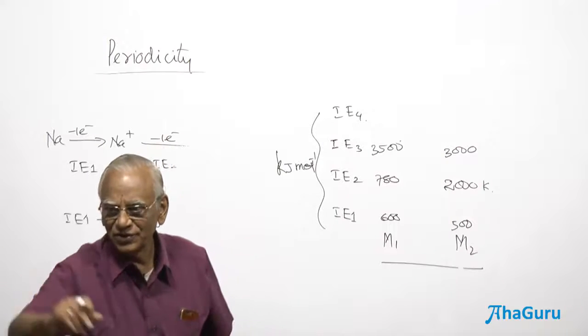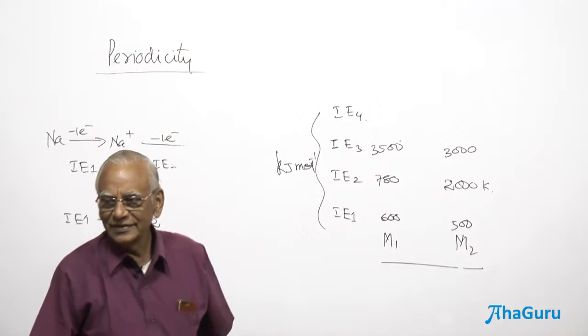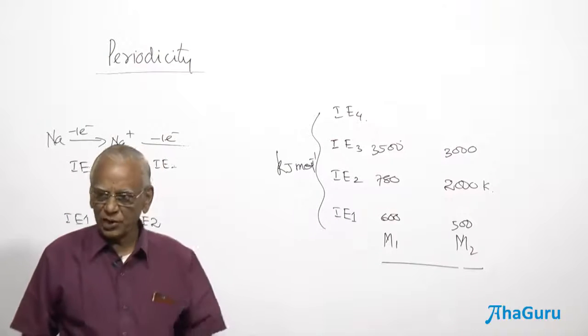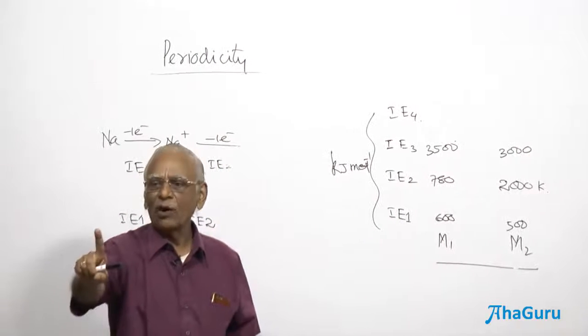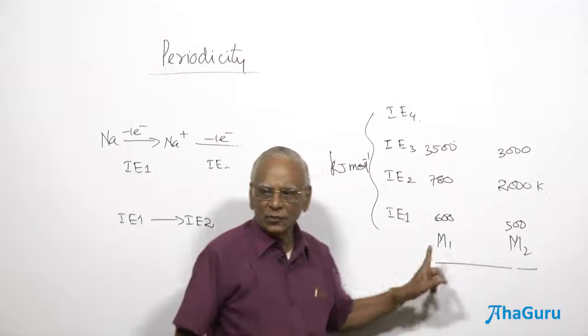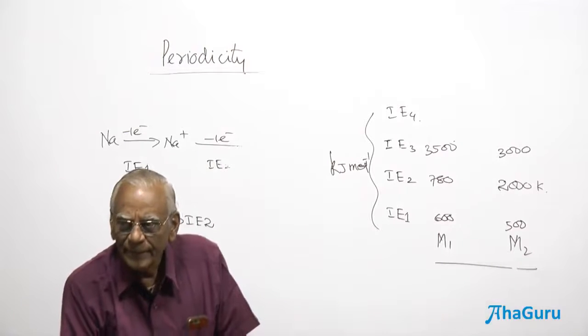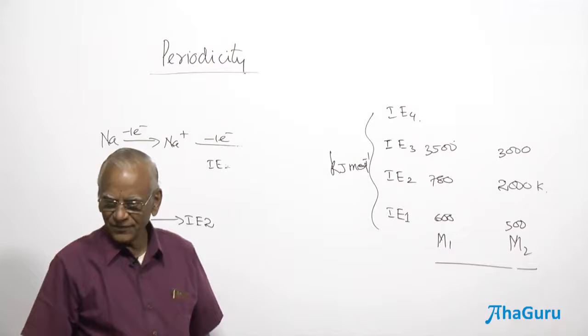Sir, M2 is the alkali metal. Alkali metal. And M1 is expected to be the alkaline earth metal. You tell me one reason why it should be alkali metal, where this is alkaline earth metal. Because alkali metals have only one valence electron. So when you lose one valence electron, it becomes stable.